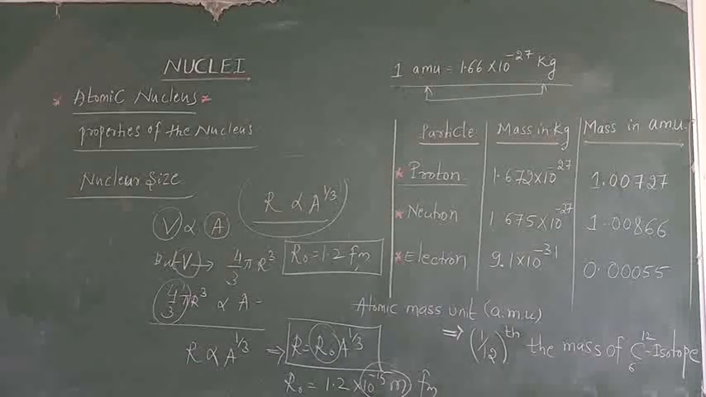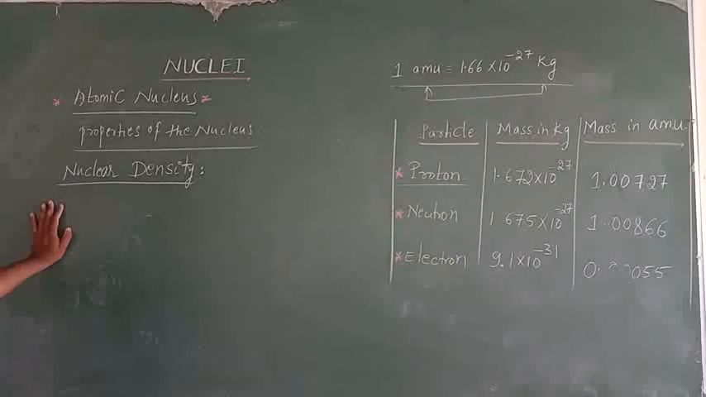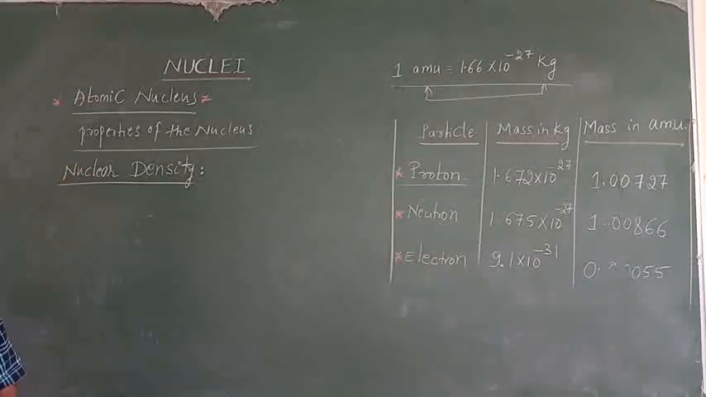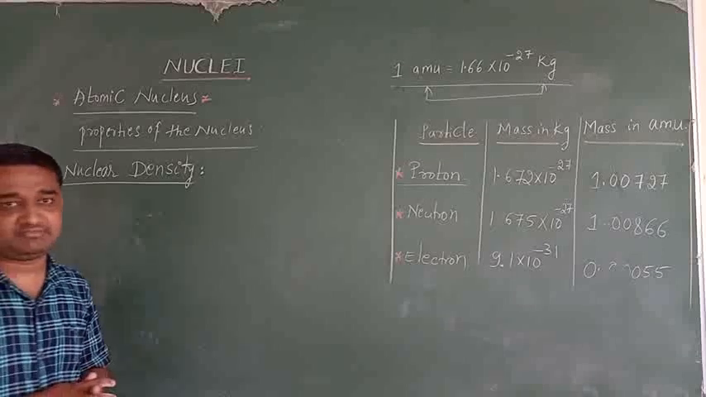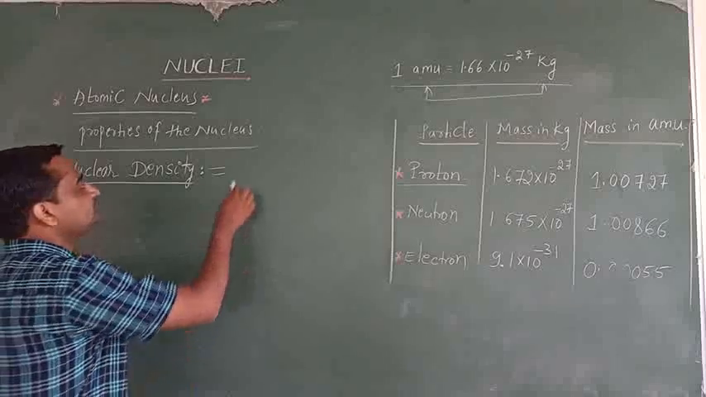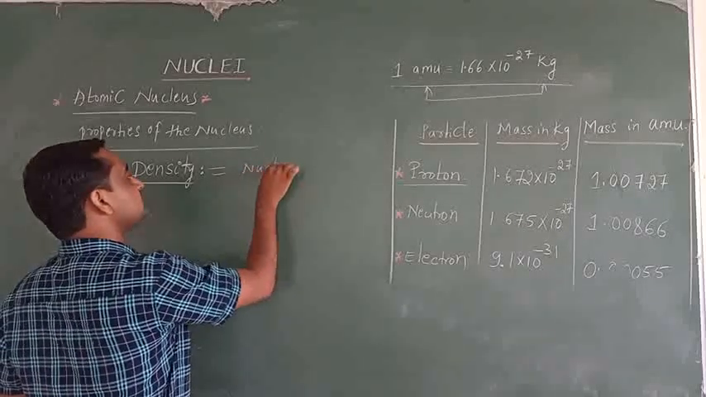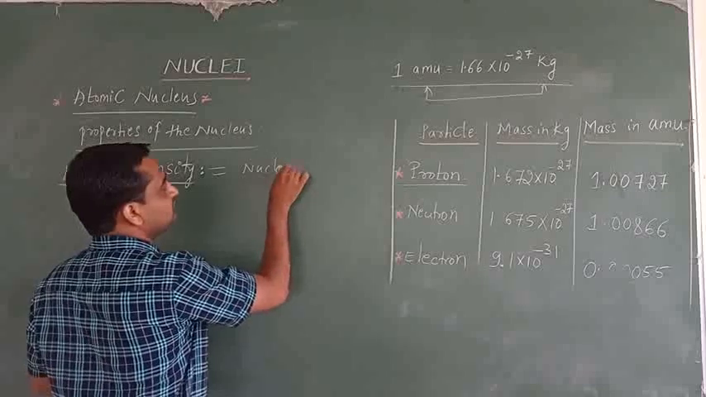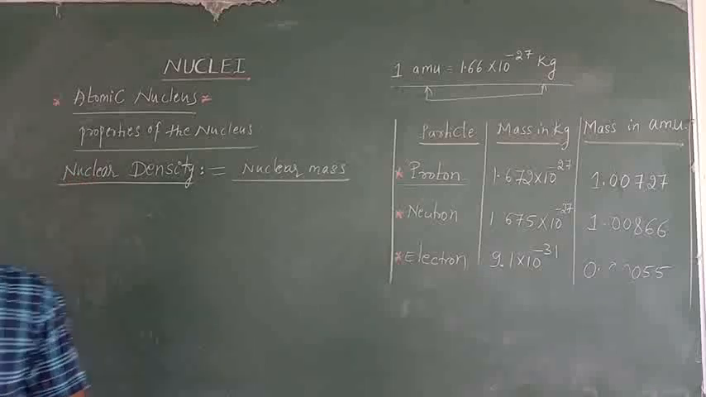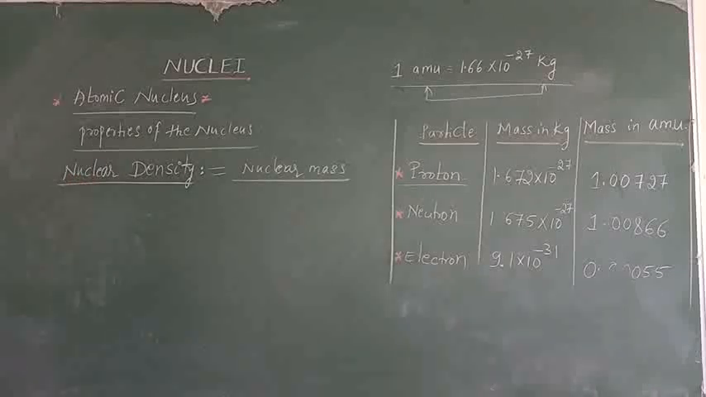The next property of the nucleus we are going to write here is the nuclear density. So nuclear density is equal to what? You know that density is the ratio of mass divided by volume, right? But here nuclear density means what we have to take here? Nuclear mass divided by nuclear volume, right? Nuclear mass divided by volume of the nucleus.